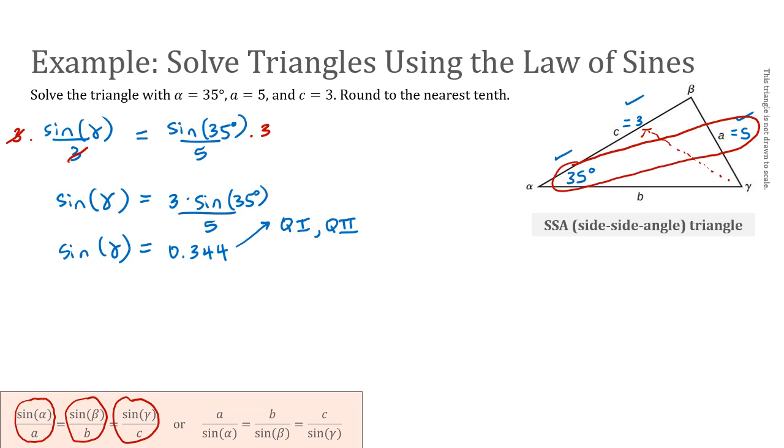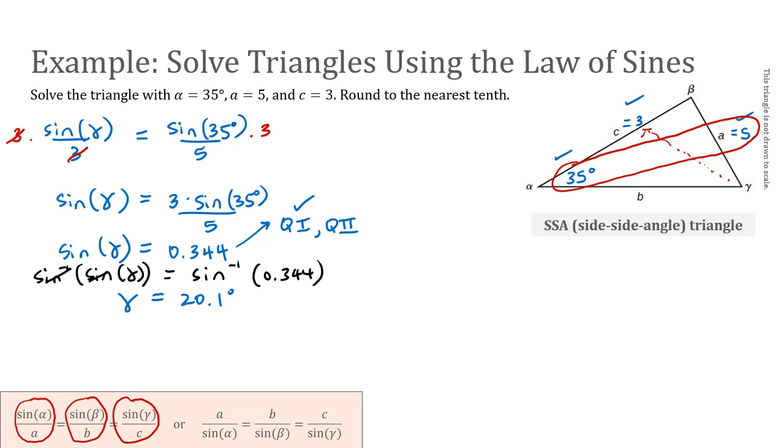Okay, so now I'm going to take the inverse of each side. Sine inverse and sine undo each other. And so I am left with gamma equaling, when I put sine inverse of 0.344 into my calculator, approximately 20.1 degrees. And that is my quadrant 1 answer. So that seems like a reasonable answer.